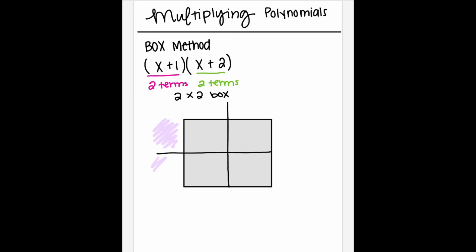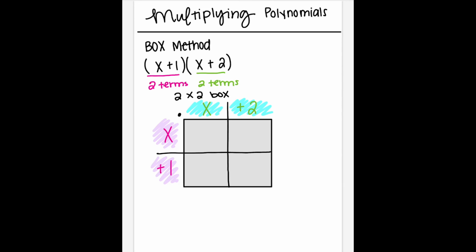So I have split mine up so that I have 2 spaces on the left of the box and 2 spaces on the top of the box. In those spaces, I'm going to put the terms from the polynomials that we're multiplying. So on the left, we'll put the term x and the term positive 1. At the top, we'll put the term x and the term positive 2.